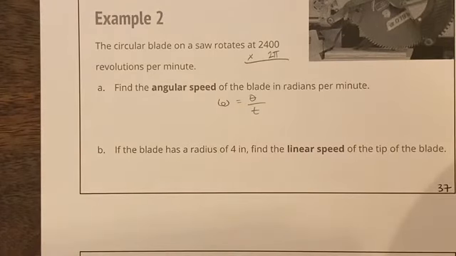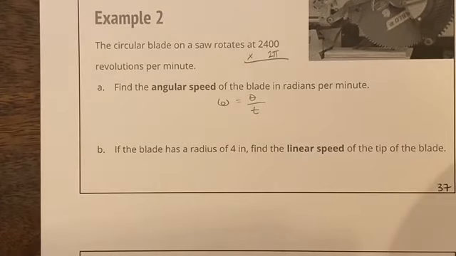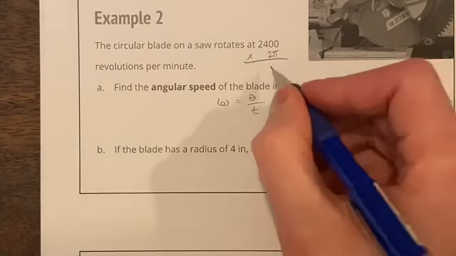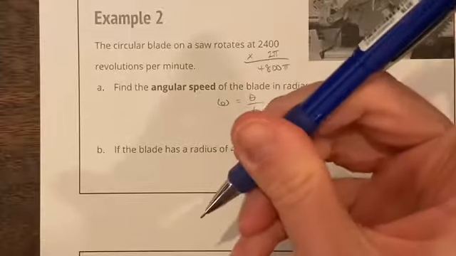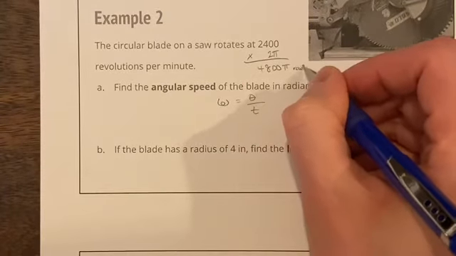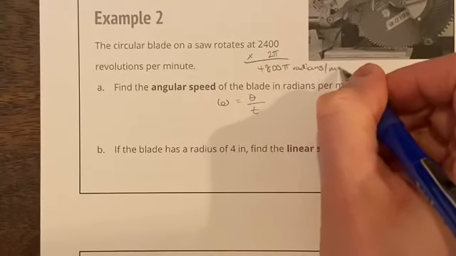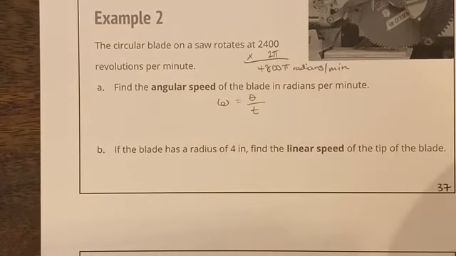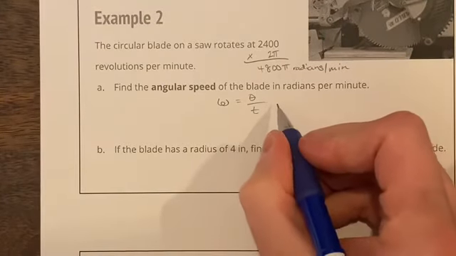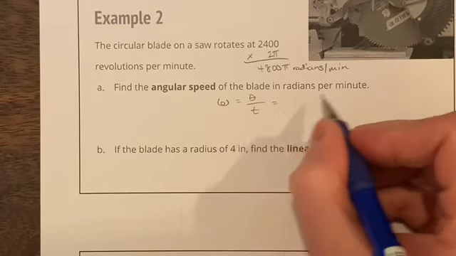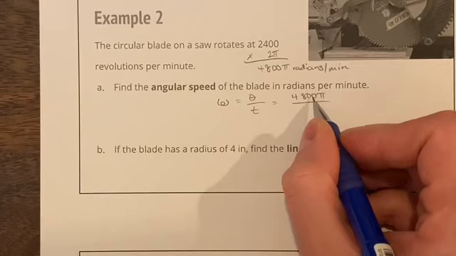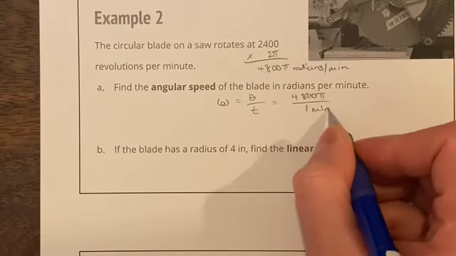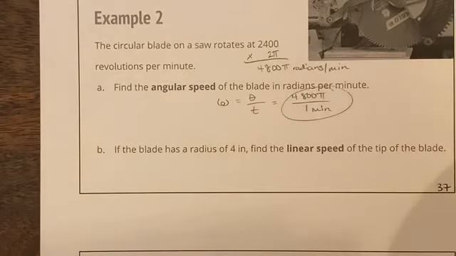So 2,400 multiplied by 2 pi, that's going to be a total of 4,800 pi radians per minute. And that essentially answers our question, because we know that the time is minutes. So that's how many radians we're covering, and we're traveling this every minute. So there's our answer. So it's easier than you think.